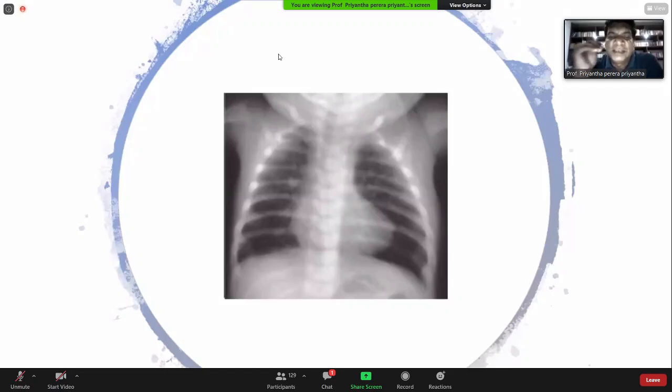It's a duct dependent circulation, right? It can also happen on the aortic side, in critical aortic stenosis, interrupted aortic arch, or severe aortic stenosis. Same thing happens the other way around, right?